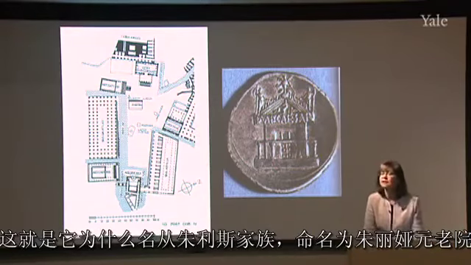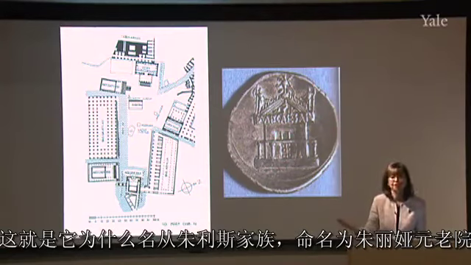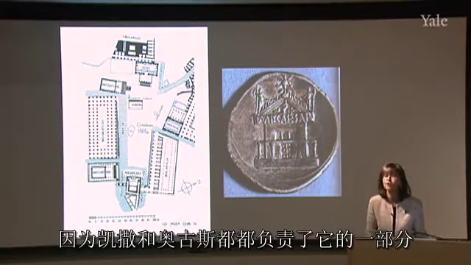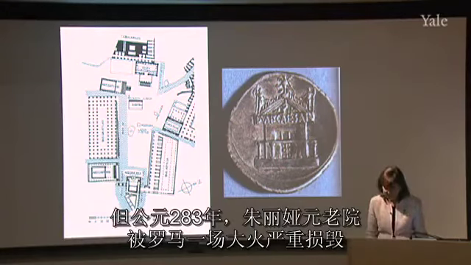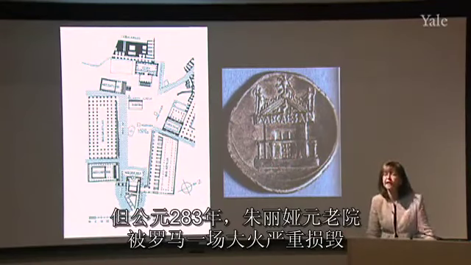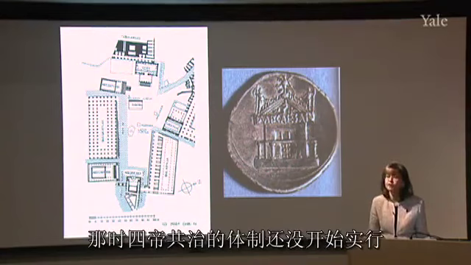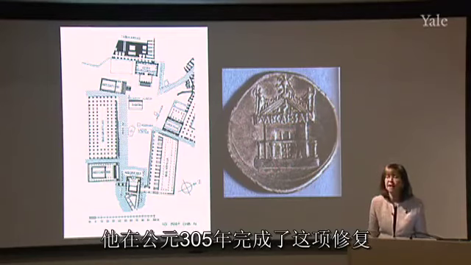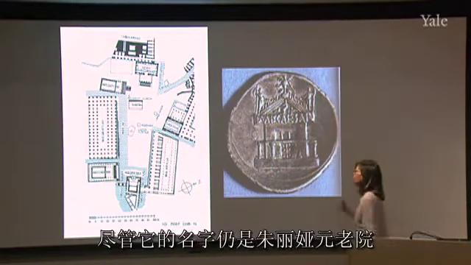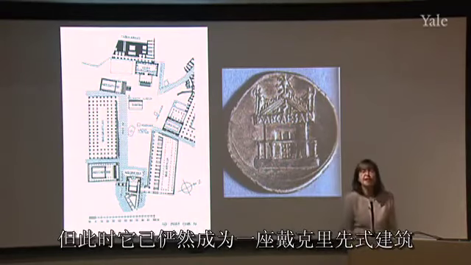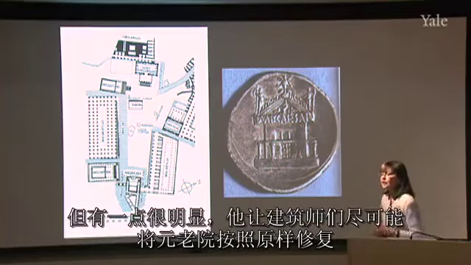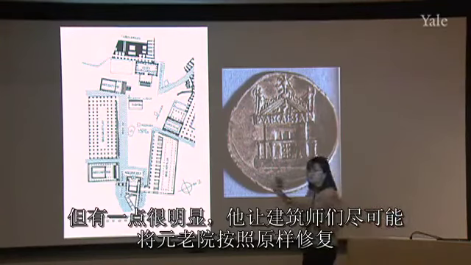But the building was, and that's why it's named Curia Julia, after the Julian family that Caesar and also Augustus were a part of. But that building, the Curia Julia, was very seriously destroyed in a fire in Rome in 283 AD. And so what Diocletian does is he restores it. He begins already in 284, well before the formation of the Tetrarchy, and he completes this restoration in 305 AD. It continues to be called the Curia Julia, but it is at this point a Diocletianic building, one where he instructed his designers to try to keep it as close to the original as possible.